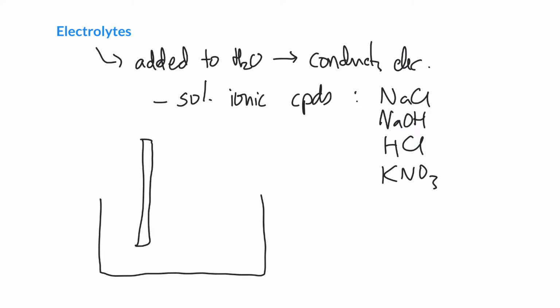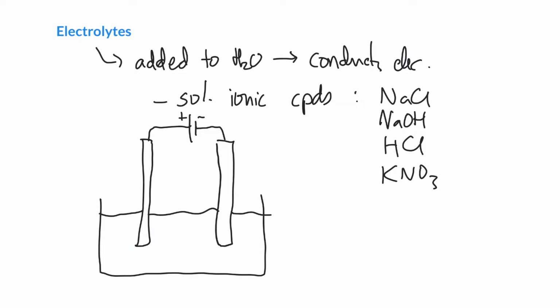So I'm going to draw an electrode and hook it up to a battery, maybe a 9-volt battery or maybe a car battery, who knows what. The electrodes can be carbon or platinum wires or something. When you add an electrolyte to water, it is going to conduct electricity, and the reason is that the electrolyte, which is an ionic compound, breaks down into ions in solution. It breaks down into positive ions that are cations and negative ions that are anions. And it's these anions and cations that can move through the solution and conduct electricity.